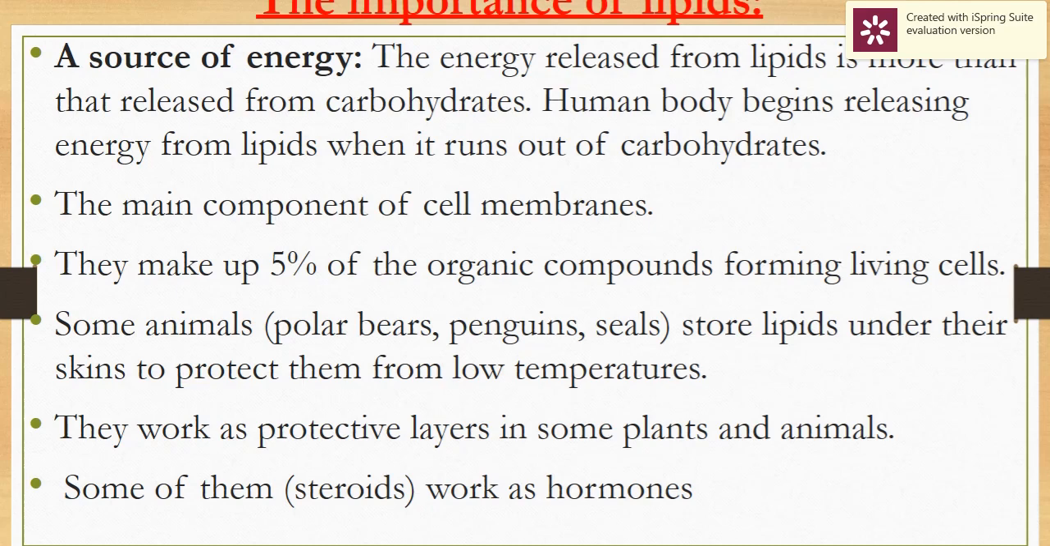If we have one mole of lipid and one mole of carbohydrate, we get more energy from lipids, but we get faster energy from carbohydrates. The second importance is building cells. Lipids represent about 5% of the organic materials involved in the composition of living cells. Lipids, especially the phospholipids, form the structure of the cell membrane or plasma membrane.